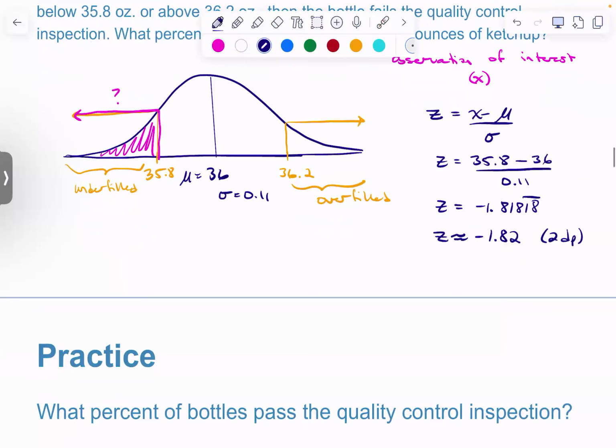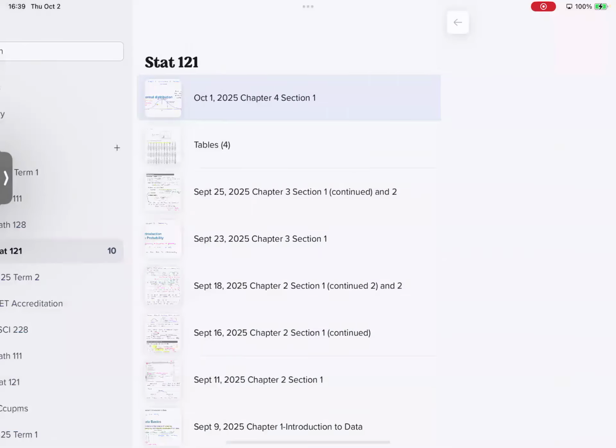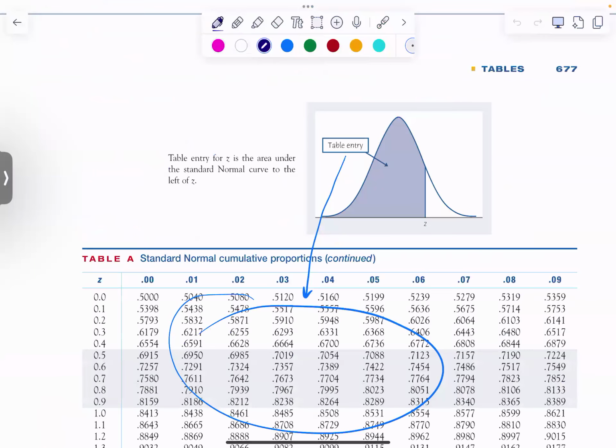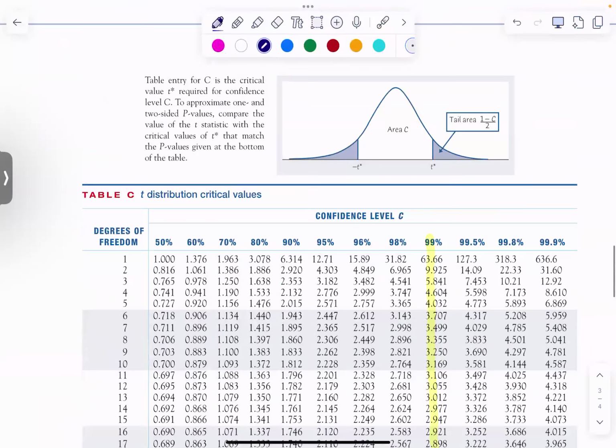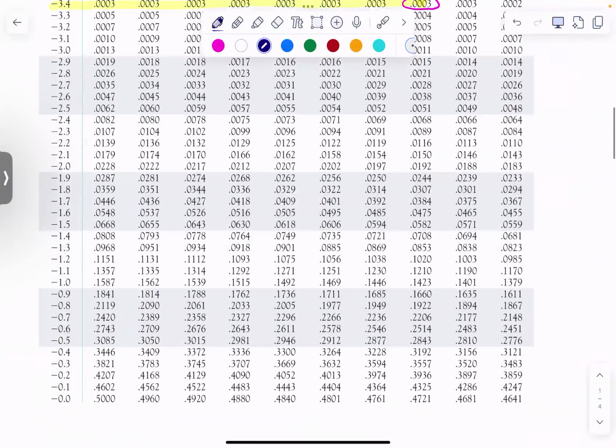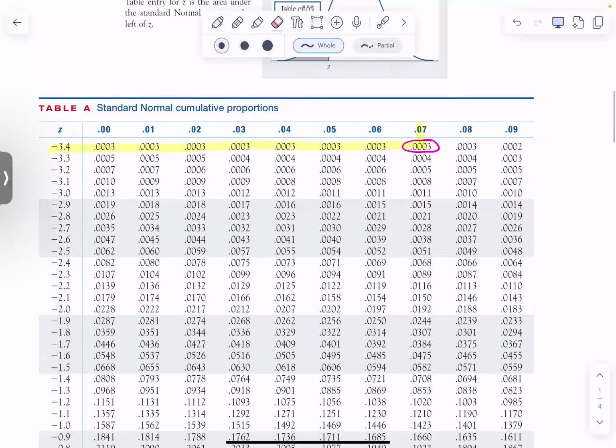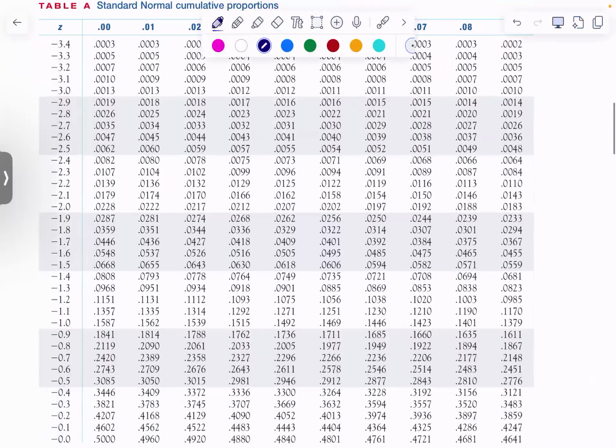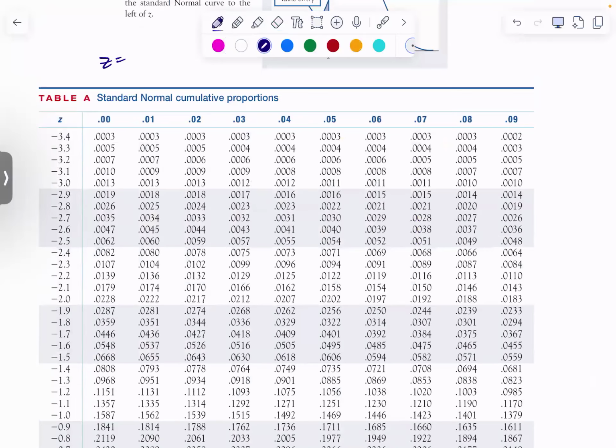So now we go to our table, which is why it was so important that I remembered to bring them to you. How are we going to do this? It's negative, so you want to make sure you're on the negative side of the Z table. We have a Z. I'll just jot it down here. Negative 1.82, from our question.